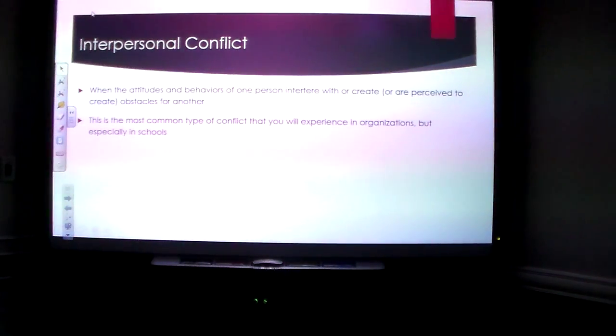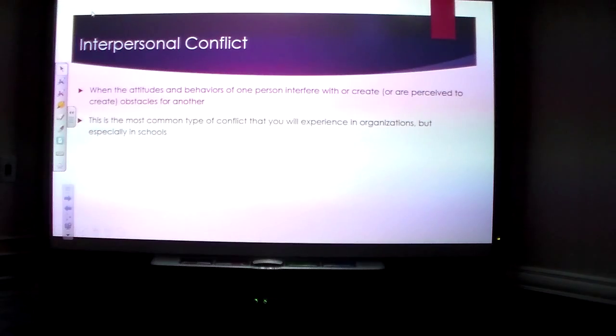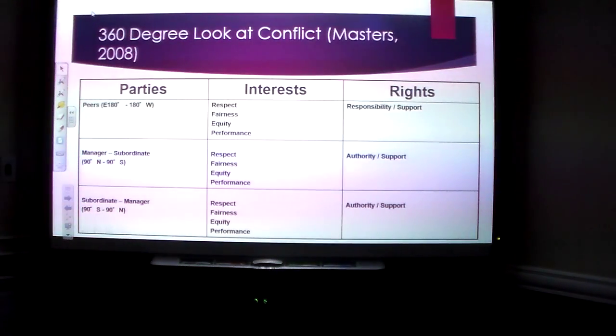So interpersonal conflict is the most common type of conflict you experience in organizations. It's when people's attitudes and behaviors are different and they create obstacles for each other. This is the most common type of conflict that occurs in schools, and it really is. When you talk about school-based conflict, it's normally and it's mostly interpersonal conflict.